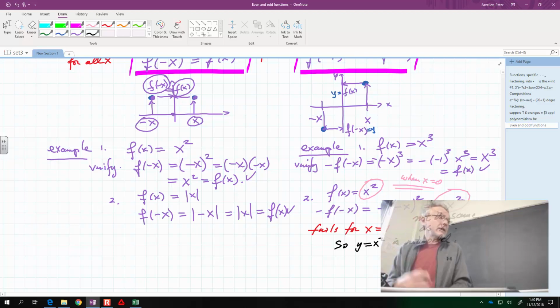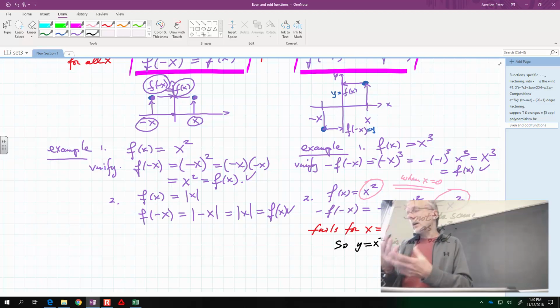In fact, it is to be expected that if you pick a function at random, it's not going to be either odd or even. These are two very nice classes of functions that have symmetries, and functions generally, if you take one at random, are not going to have any symmetries.